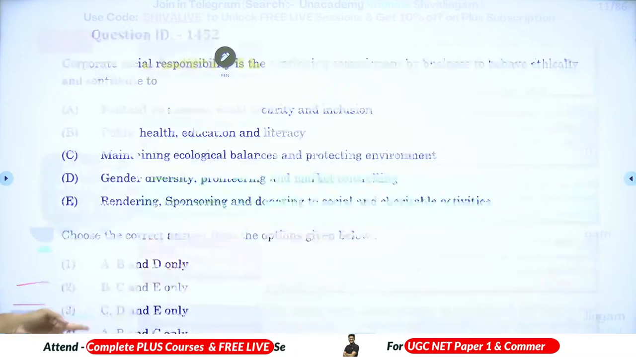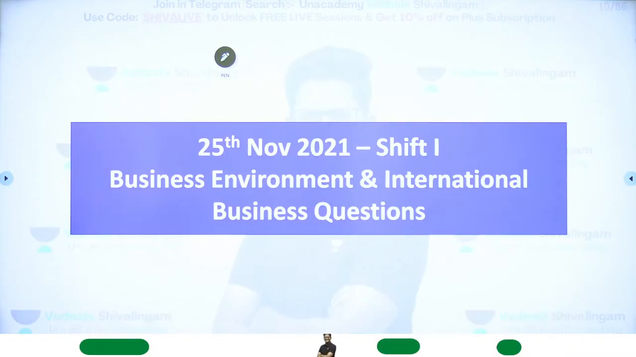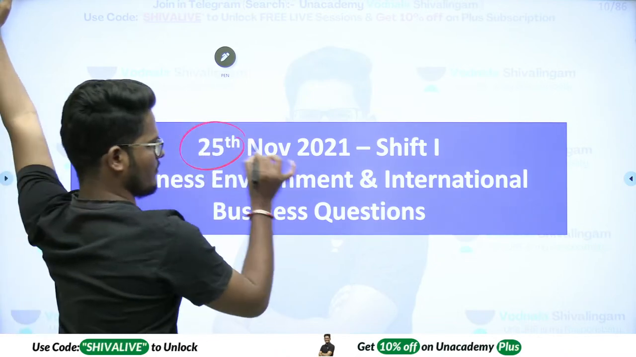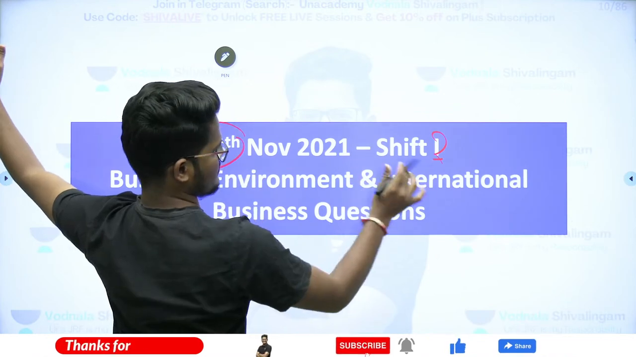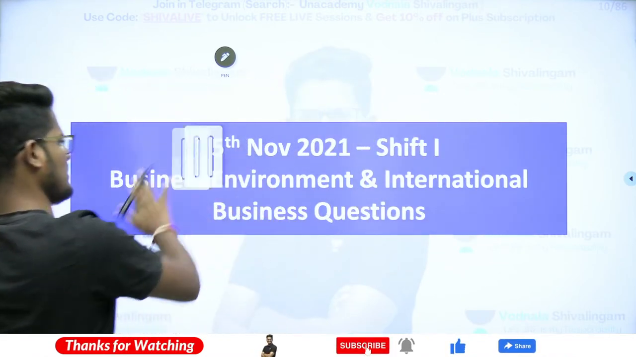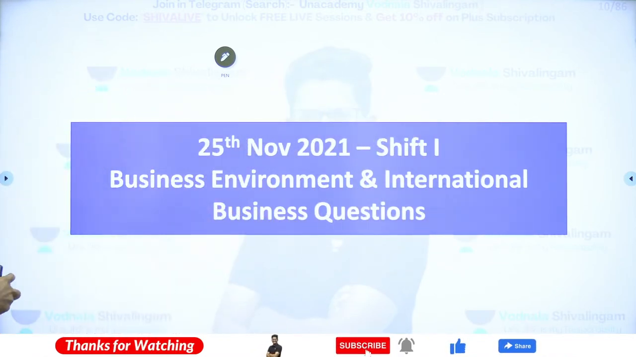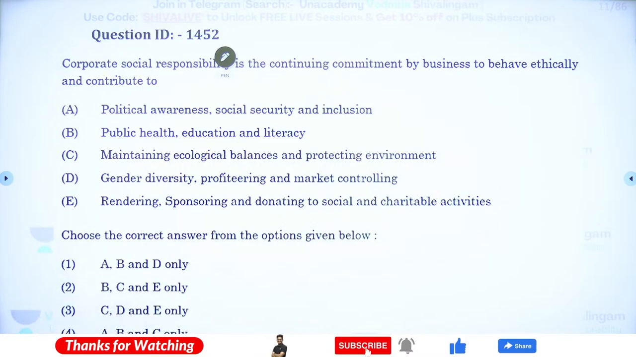So let's move. Here, first 25th November, shift number 1, later shift number 2, later 26th November, shift number 1. Like that, one by one shift, business environment and international business questions will be done. Question number 1 of this session.